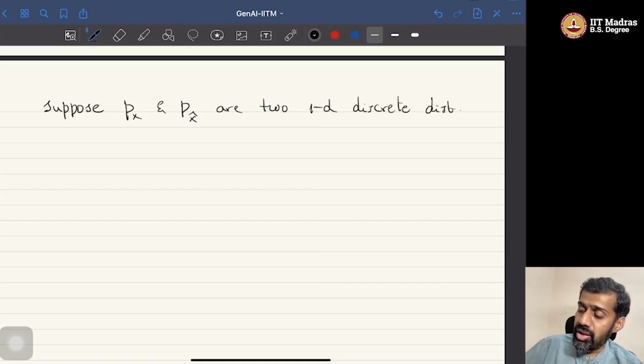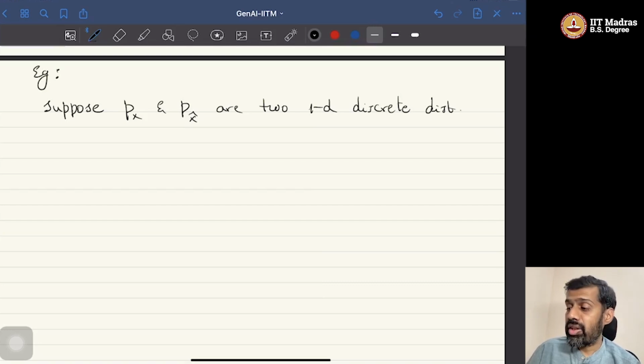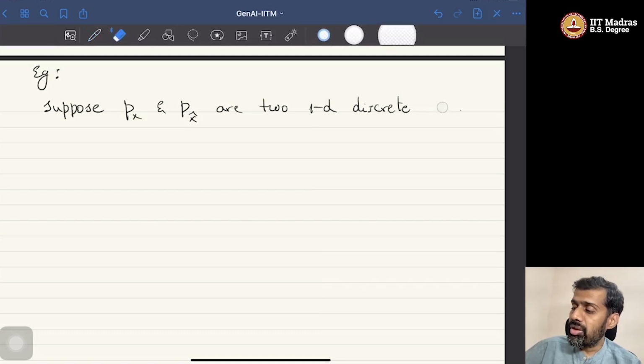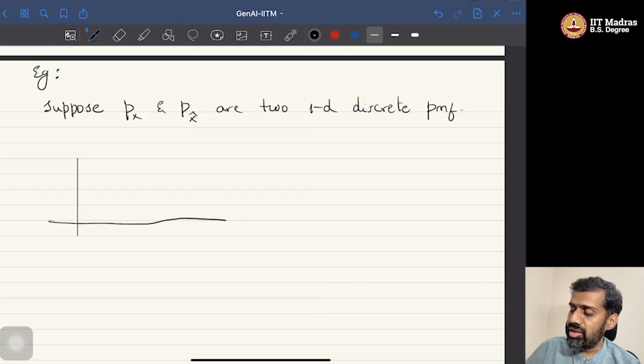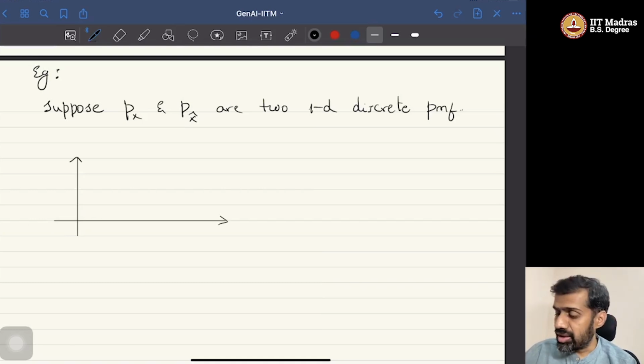Okay, this is just for illustration purposes. This is an example or illustration of the f-divergence. So we are talking about P_X and P_X cap, which are two one-dimensional discrete distributions, that is, discrete probability mass functions, discrete PMFs. So we have two probability mass functions, and one can represent probability mass functions using histograms, right?